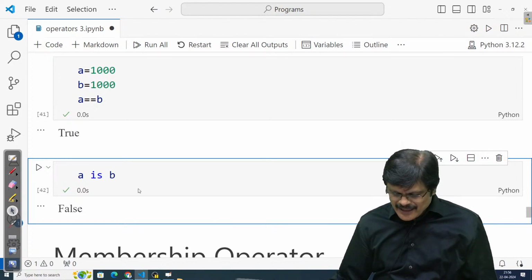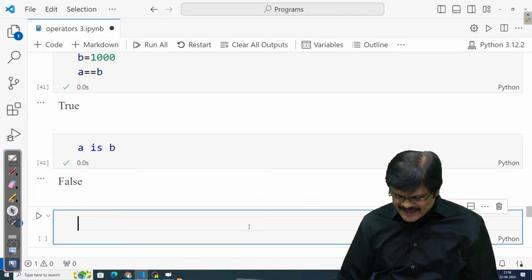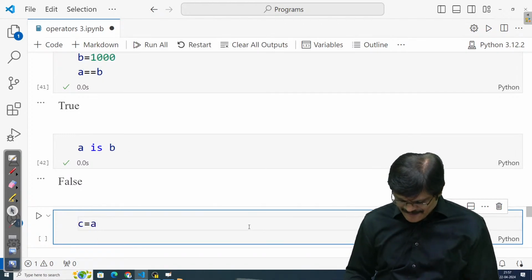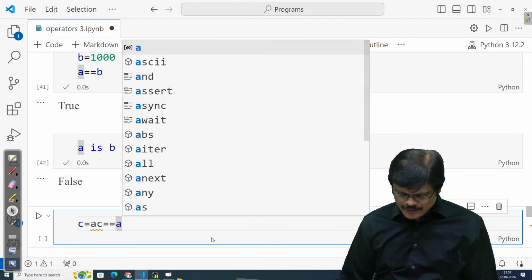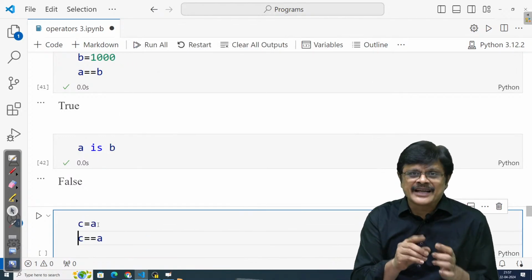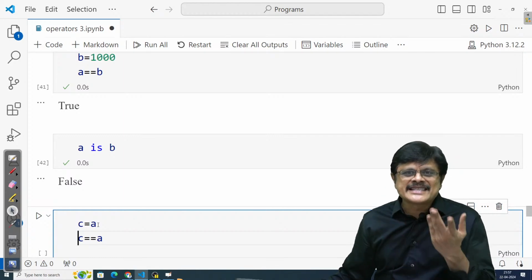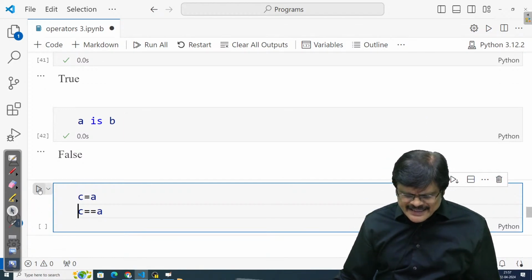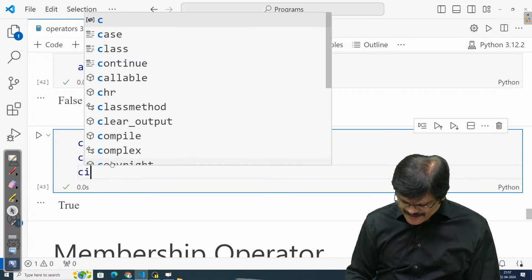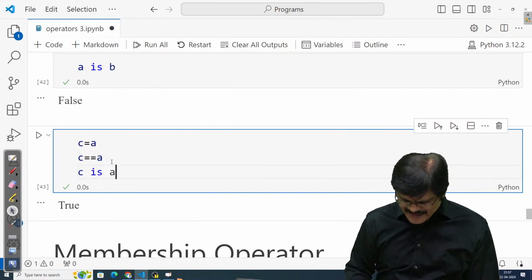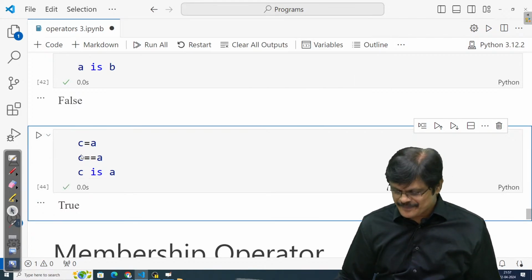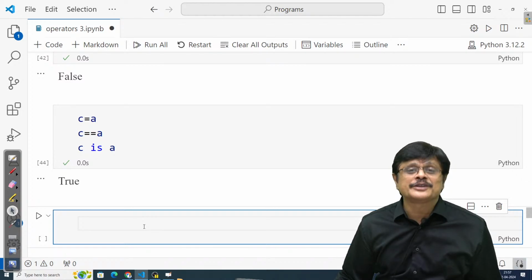Am I clear? And suppose I say C is equal to A. I assigned C to A, that is, C is also now referring to the same object as A. Now if I say C equal to equal to A, it says fine. If I say C is A, then also it says fine. That is also fine.